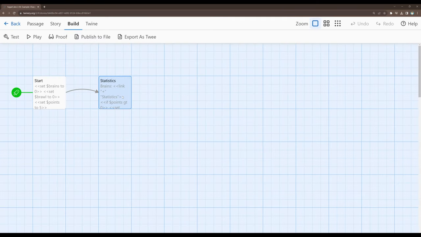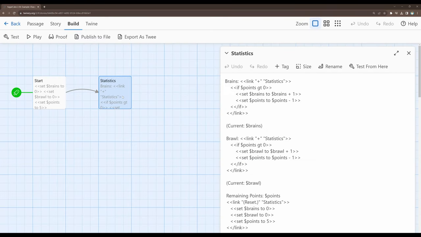What we saw in the previous example is that, particularly when we work with the link macro, we can return to or refresh the current passage when we're looking at it. In this case, that was what was happening. This was what was shown to the reader, the plus symbol, and then we were returning back to the same passage using that name, statistics, to create that passage transition every time we ran whatever was within that macro itself.